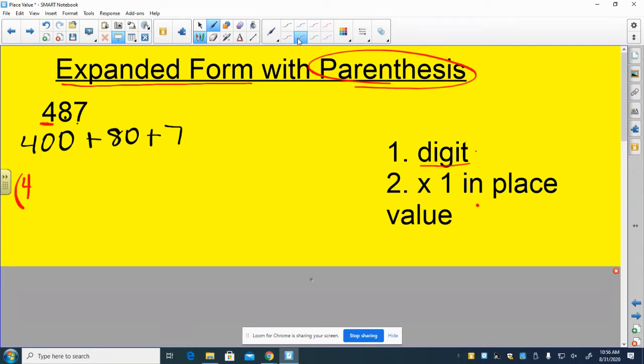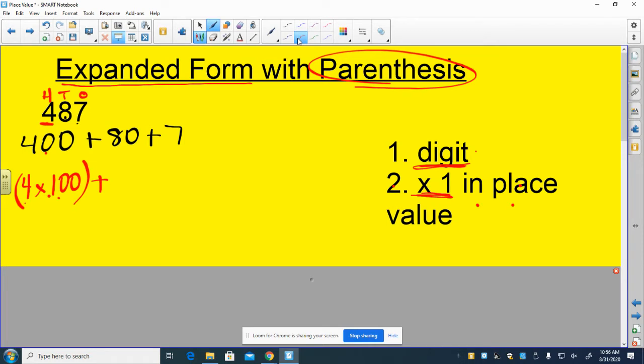But that 4, well, what street is that 4 on? We have ones, tens, hundreds. So that's a 4 times 100. So the steps are you need the digit, and then the second step is times 1 in that place value. So 4 times 100 would give you 400.